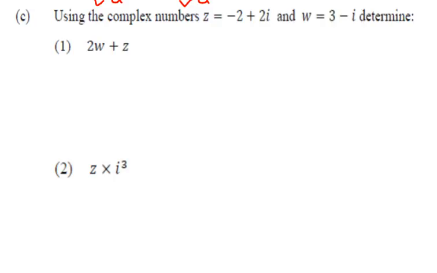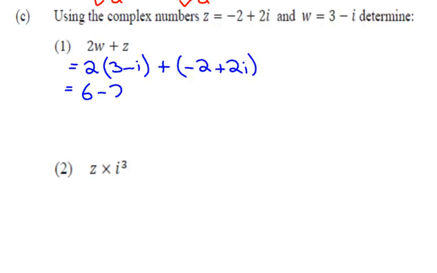So here we have complex numbers z and w. You're going to determine 2w plus z, which in this case we just substitute what w is and what z is. So you've got 2 times (3 minus i) plus our z, which is -2 plus 2i. What you need to remember to do here is to distribute into your brackets. So you've got 6 minus 2i minus 2 plus 2i. Simplify that, your -2i and 2i become 0, so 6 minus 2 is 4.